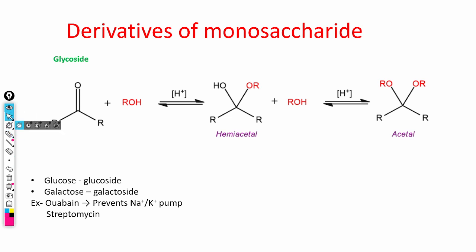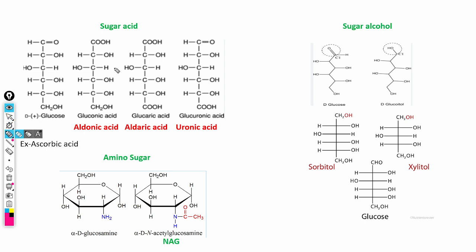So now another is the sugar acid. Sugar acid means, this is the glucose. Let's say this is the functional group, that is the aldehyde. If the aldehyde group is oxidized to form the COOH group, then it is called the aldonic acid. It is called the gluconic acid because here the carbohydrate is glucose. If it is galactose, it is called the galactonic acid, like that.